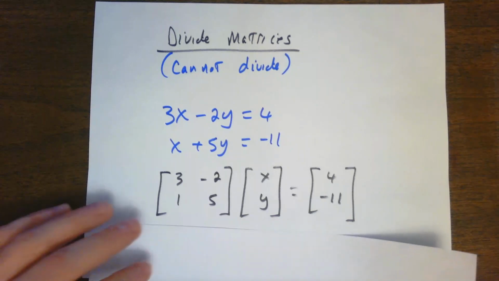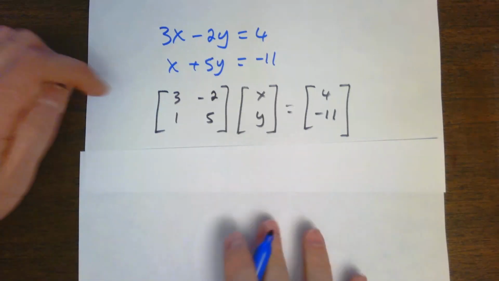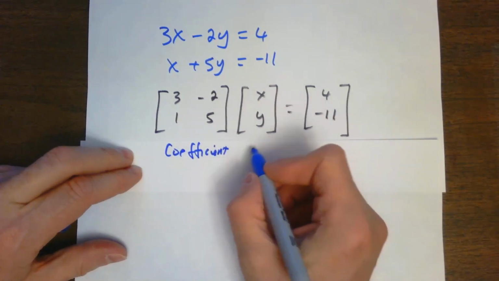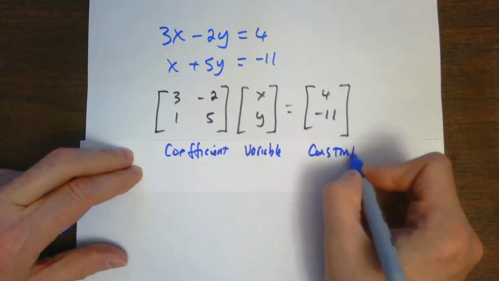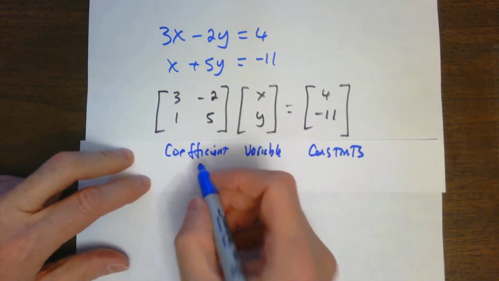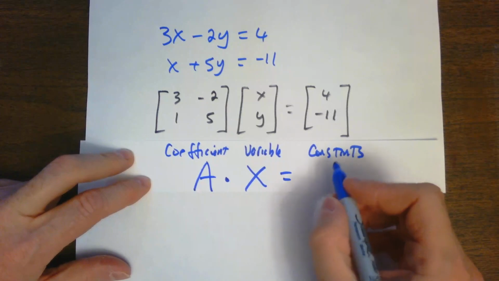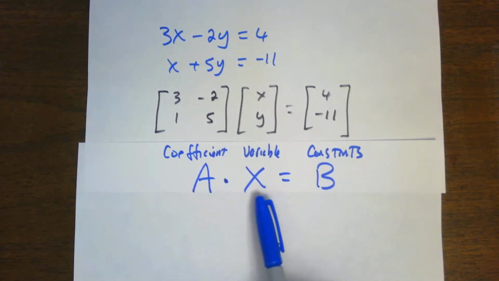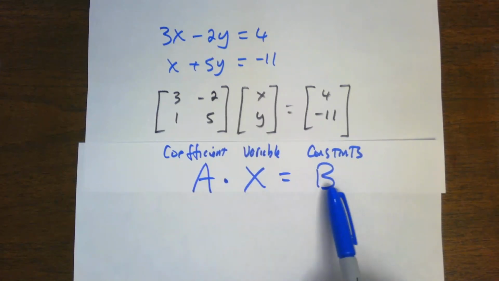So let's just give the matrices names now. As we look at the matrices, the first matrix is called the coefficient matrix, because it's the coefficients. The second matrix is the variable matrix, and this matrix is the constants. I'm going to call the coefficient matrix A, the variable matrix X, and the constants matrix B. And here we have a matrix equation. Matrix A times matrix X is matrix B. The coefficients times the variables are the constants.